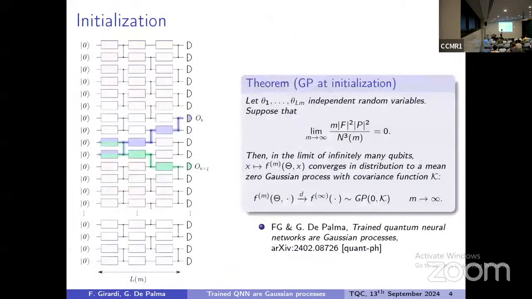And in particular, our first main result of this work is that whenever the light cones of a given architecture are narrow enough asymptotically compared to the normalization, then the initial output distribution of the quantum neural network will be a Gaussian process.